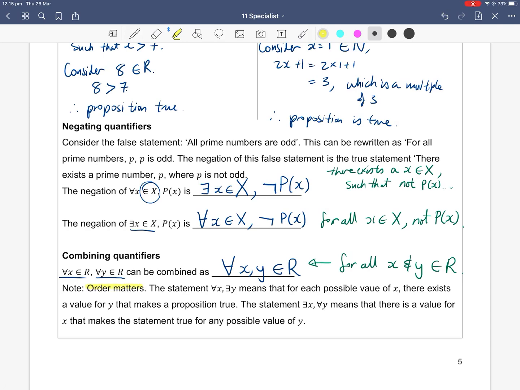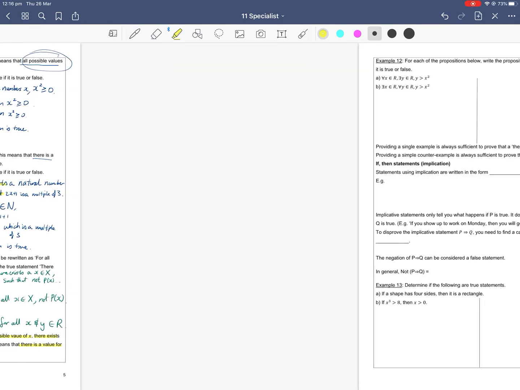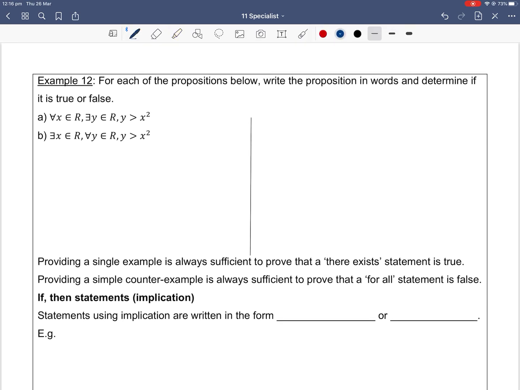We have a note here that order matters. If we consider the statement for all x there exists a y such that blah blah blah happens, it means that for every value of x there is one y value which you can find to make the statement true. In contrast, if we say there exists x for all y, it means that you can find an x value that makes the statement true for every possible y value that you can consider. At the moment it sounds confusing, but if we do example 12 over the page, then hopefully it makes a bit more sense. So over the page to example 12.